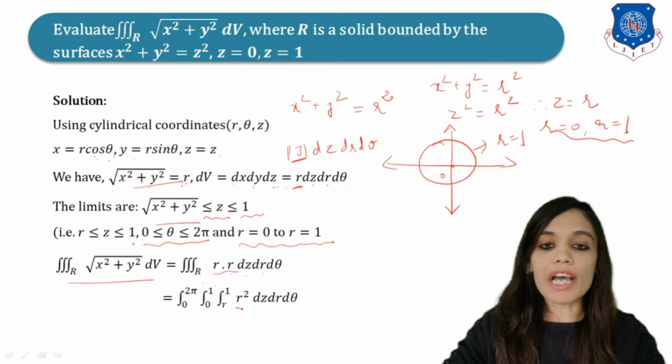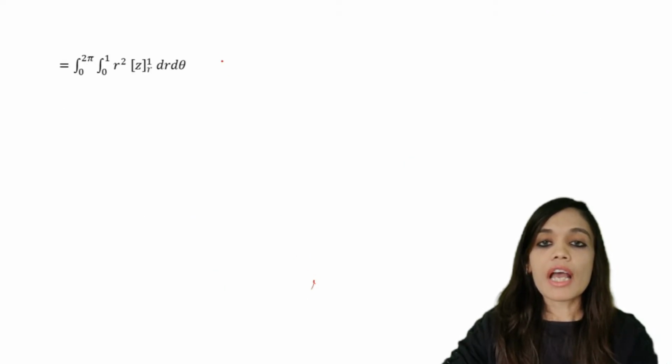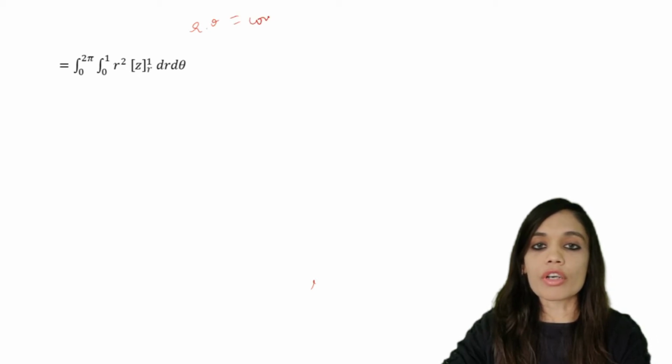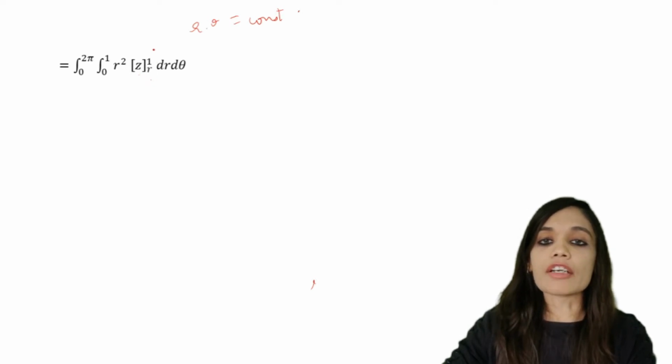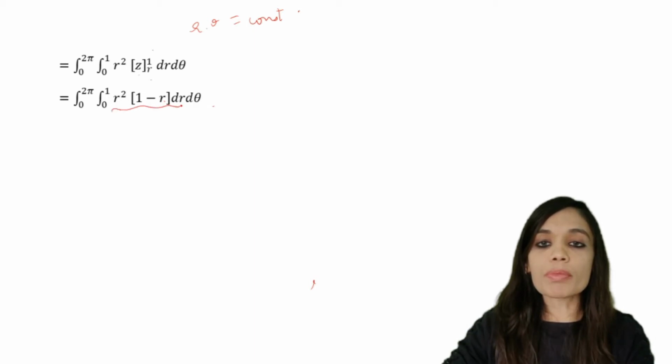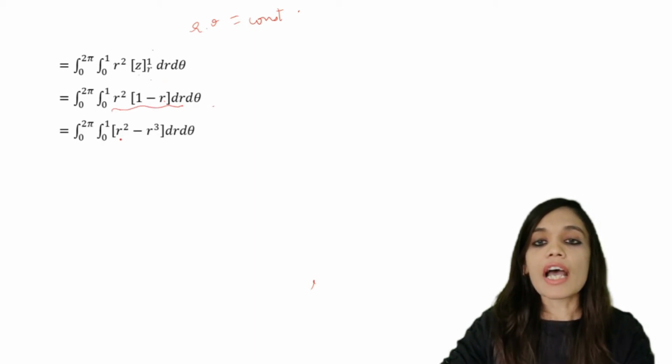Now this will become r square, and put your limits. So they are 0 to 2 pi, 0 to 1, r to 1. Okay, so firstly we will integrate this with respect to z, keeping r and theta as what? Constant, right? So your integration will be z from r to 1, right? Now let us put the limits. So what will we get? R square times 1 minus r dr d theta. Okay. So if we simplify this, what will we get? R square minus r cube dr d theta.